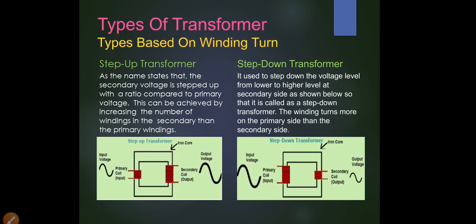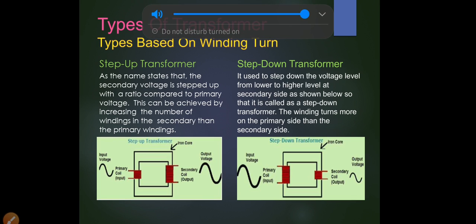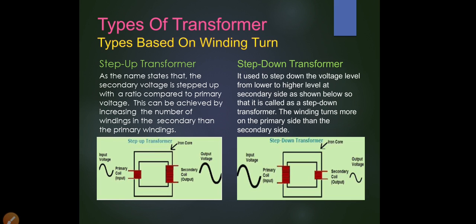If we come to the step down transformer, in the step down transformer we take the primary to have the maximum turns compared to the secondary, and the secondary winding has fewer turns compared to the primary. So therefore it is a step down transformer. The turns ratio is N1 to N2, where N1 is more. That means N1 has the maximum windings and N2 has fewer windings. So therefore it steps down.